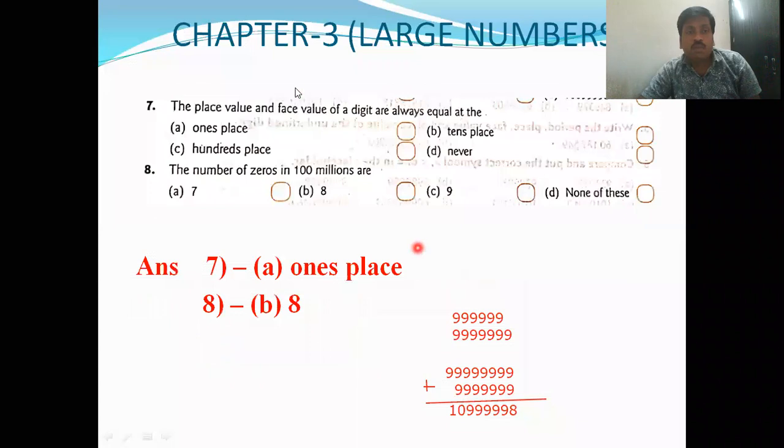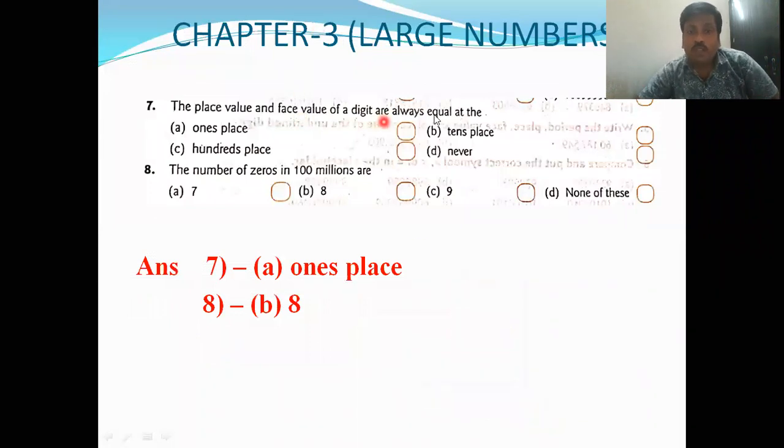Now, question number 7. The place value and the face value of a digit are always equal at the what? Where are the place value and the face value always equal? Yes, ones place. How can we identify that? Ones place. Now, let us take an example, 1258. Another number is 1456, 7989.